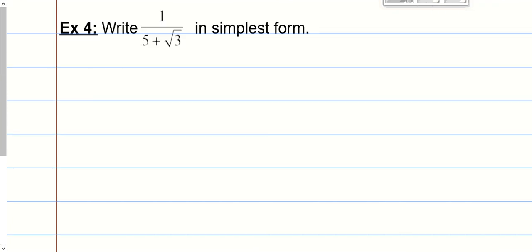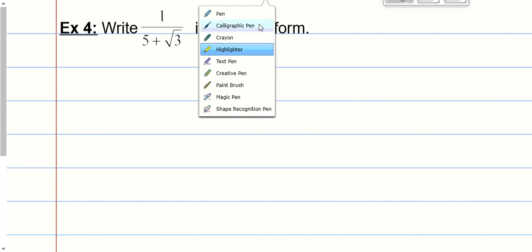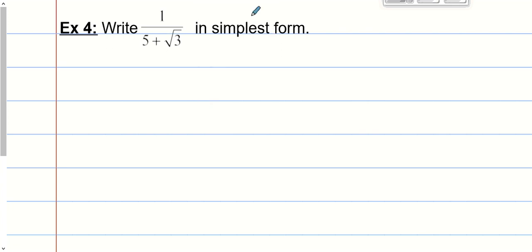So, example 4. On example 4, it says to write 1 over 5 plus the square root of 3 in simplest form. So, we're going to have to rationalize that because we have a radical in the bottom. I'm going to go ahead and write that problem again. 1 over 5 plus the square root of 3. To rationalize that, since it's 5 plus the square root of 3, I can't just multiply the top and the bottom by the square root of 3.